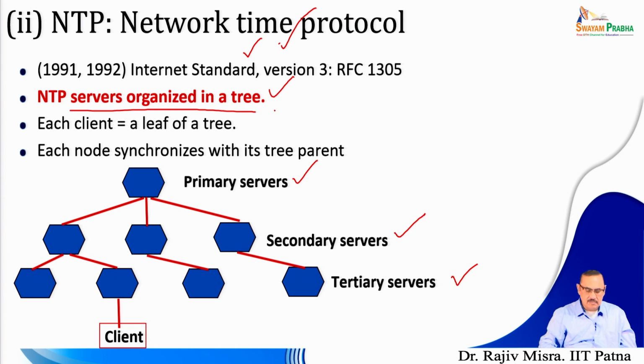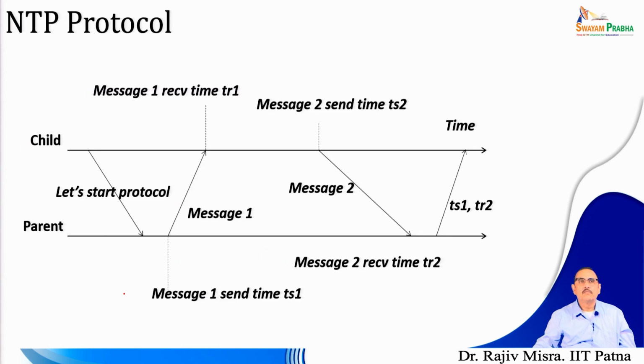Each client is at the leaf of the tree, and each node synchronizes its clock with its parent. For example, this client will synchronize its clock with the tertiary server, which is its parent. So, we can understand the Network Time Protocol here in this case, where the child wants to synchronize its clock with the parent.